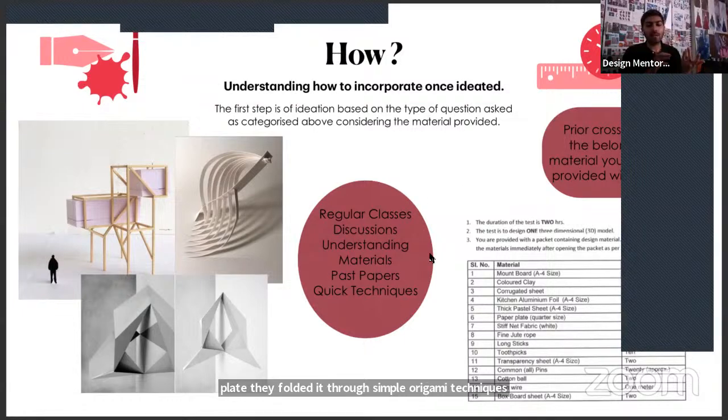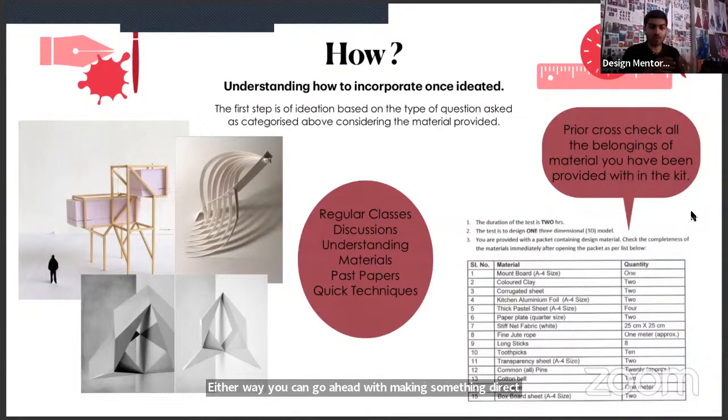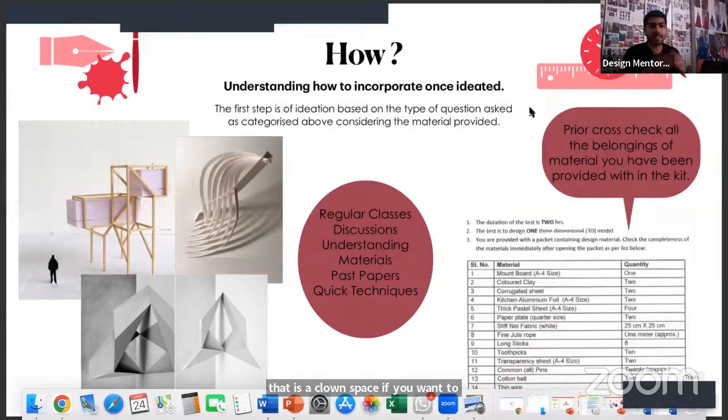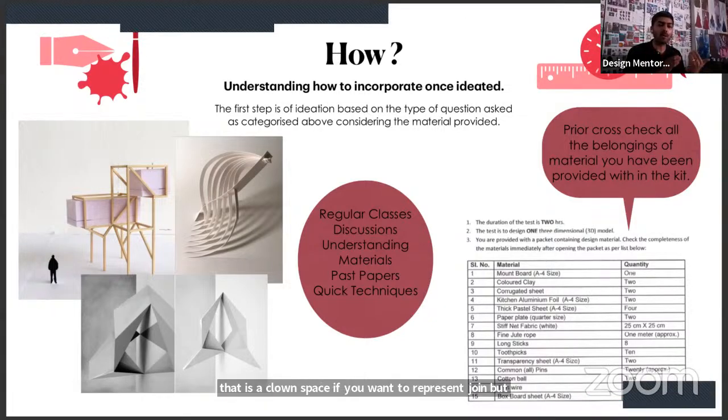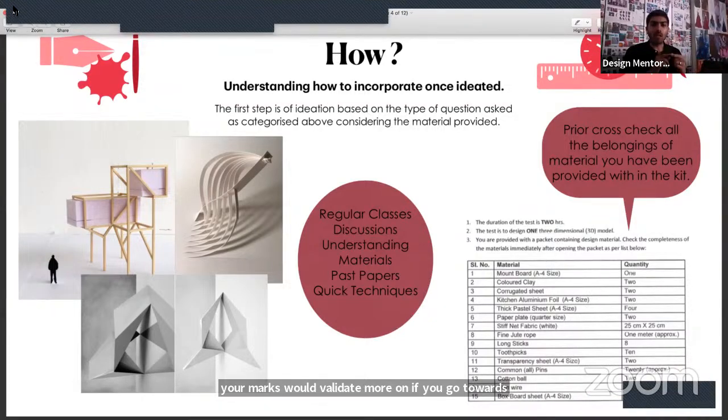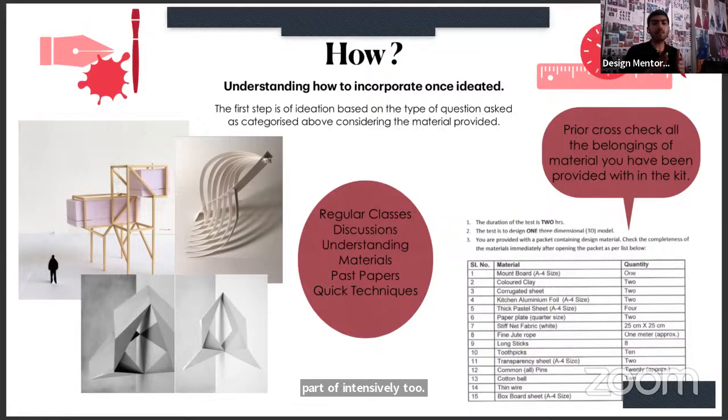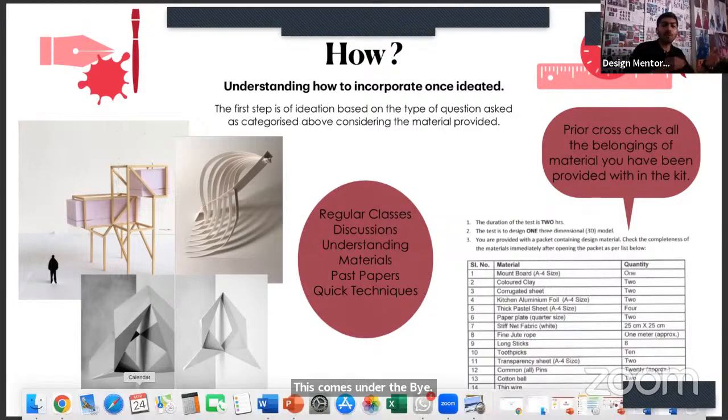Either way, you can go ahead with making something direct, that is a clown's face, if you want to represent joy, but your marks would validate more if you go towards the part of intangibility. This comes under the part while you are preparing, right, in the class.